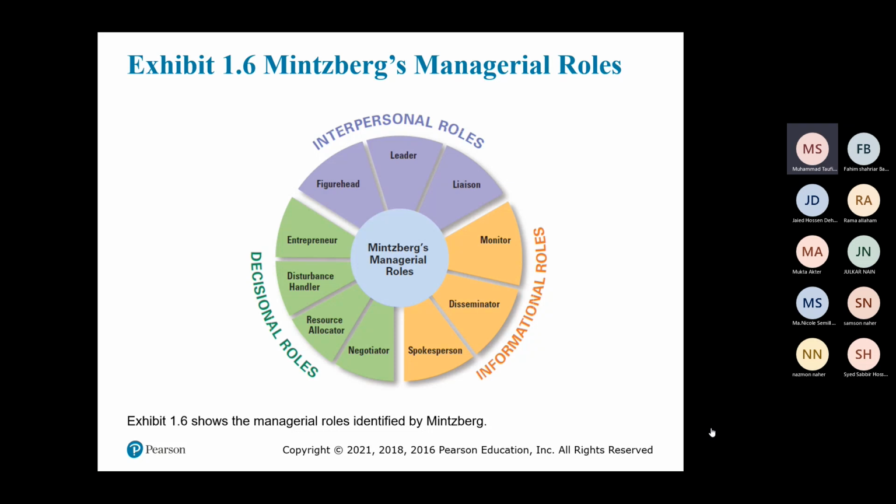Once you get the resources, maybe your top management gives you a budget to do a certain job, then you must be able to decide where to allocate the budget. Who will get the budget? Which area will you allocate the budget to? So that is the resource allocator. And then disturbance handler.